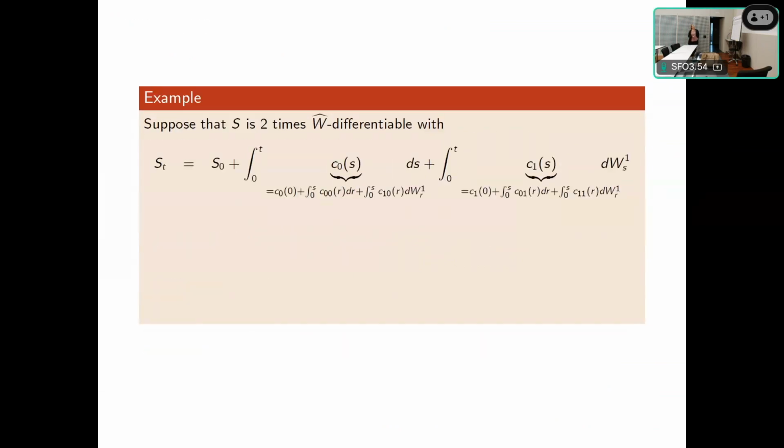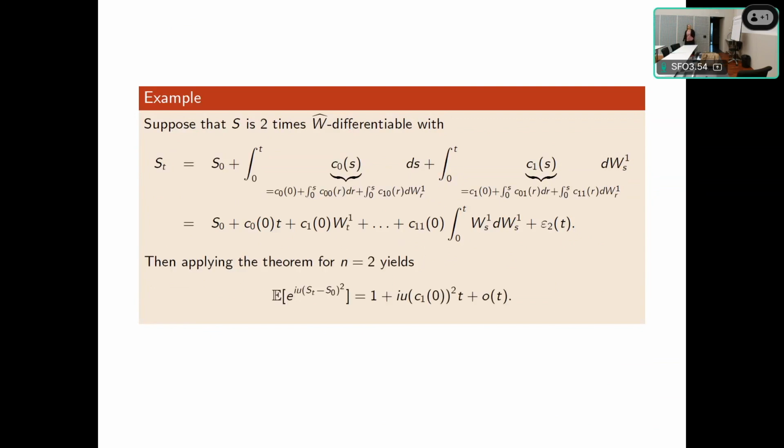Okay, an example. Suppose that S is of this form, and we expand till order 2, and then we have the error. If we apply the theorem for n equal to 2 to the characteristic function, not normalized, just the characteristic function, you get exactly this expression here. Okay? If you want, you can also go deeper, doing other orders. You will also need to understand the other coefficients, to go deeper in the expansion with the signature, and you get your expansion.